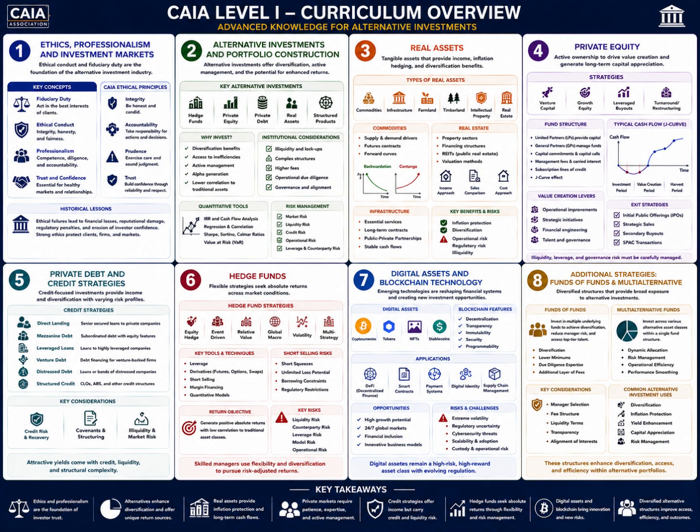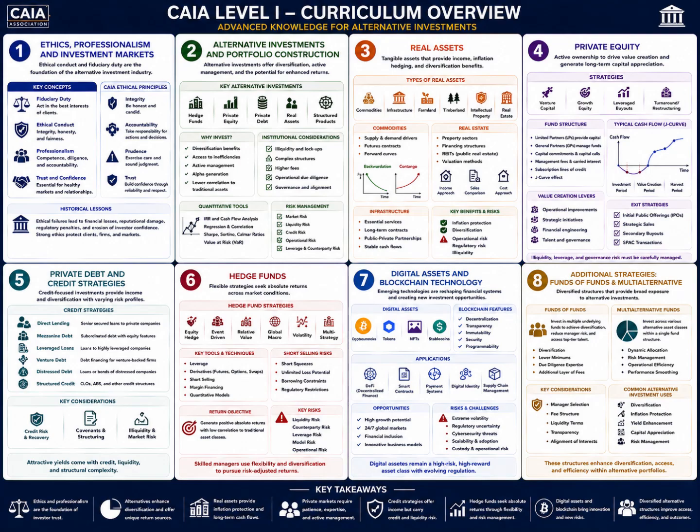Topic 2 introduces alternative investments and explains how they differ from traditional asset classes such as stocks and bonds. Candidates study hedge funds, private equity, private debt, real assets, and structured products while learning about diversification, illiquidity, and active management. The curriculum emphasizes institutional portfolio construction, arbitrage opportunities, and the role of inefficient markets in generating alpha.